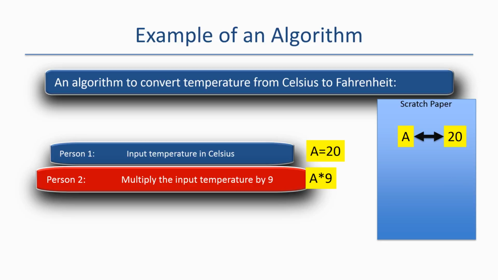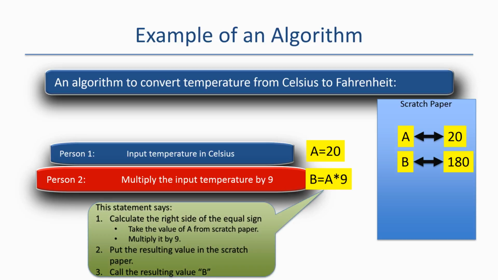Now we ask person 2 to go into the scratch paper and get the value which is associated with the identifier A and multiply it times 9. And of course the result is 180. In order to refer to this value, we should give it a name. Let's give it the name B. Again, B is not a particular name. I could have called it anything. This is just for simplicity. I called it B. B is associated with 180. And the statement that we are going to write is B equals sign A times 9.